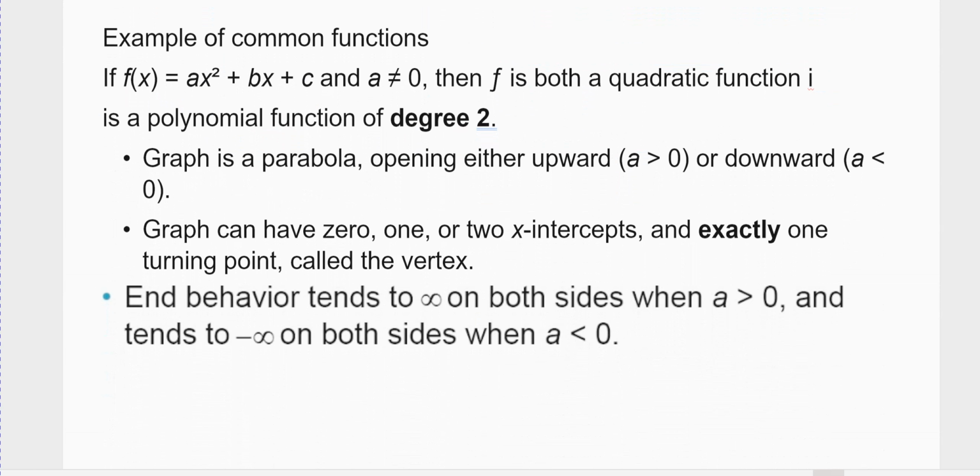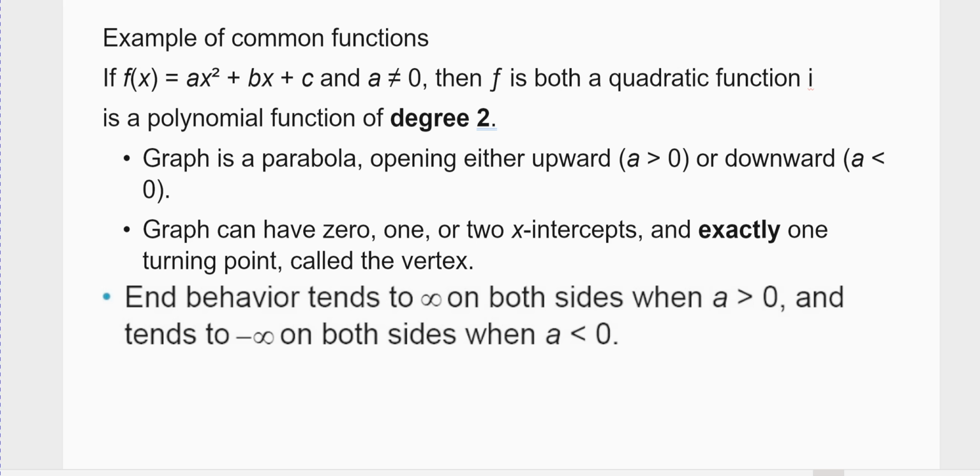All right, so for our quadratics, the common function, the quadratic. So it's a degree 2. Right? And so based on the fact that I know it's a polynomial of degree 2, it's a parabola. It opens up if my a is positive. It opens down if my a is negative. It can have at most 2 zeros. Right? So it means it can have 2 x-intercepts, 1 intercept, or none. And it can have 1 turning point, all right, called the vertex. That's the possibility.